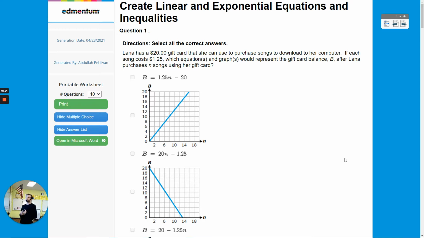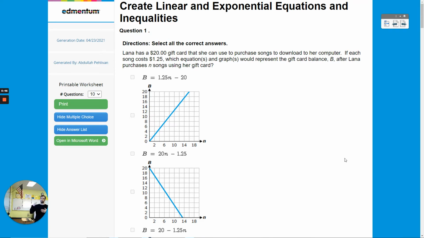Let's see the first one. Select all the correct answers is our question. Lena has a $20 gift card that she can use to purchase songs to download to her computer. If each song costs $1.25, which equations and graphs would represent the gift card balance, which is B, after she purchases n songs using her gift card?